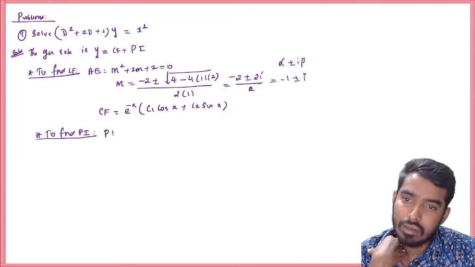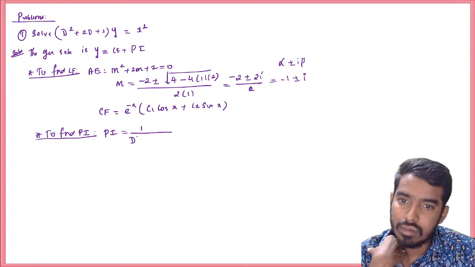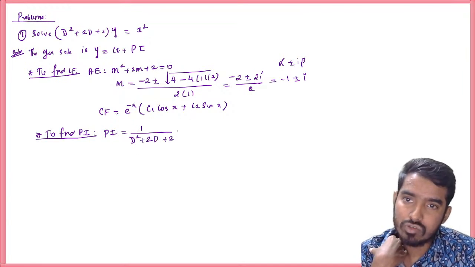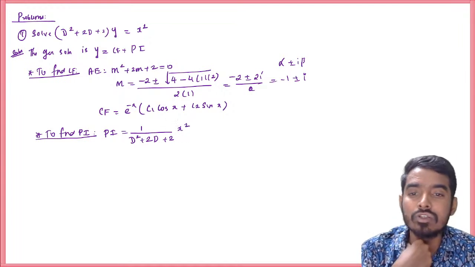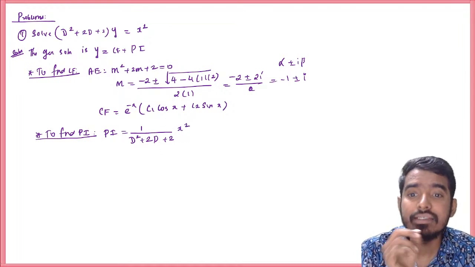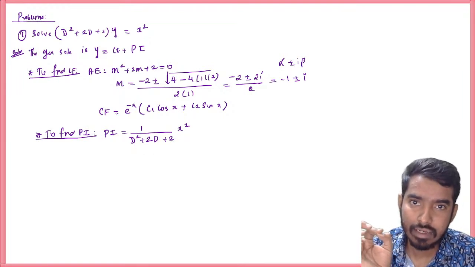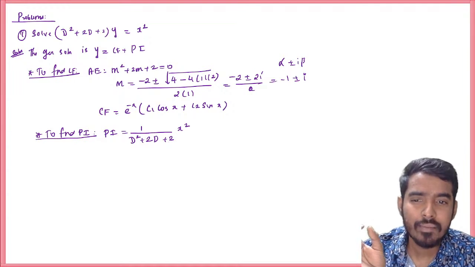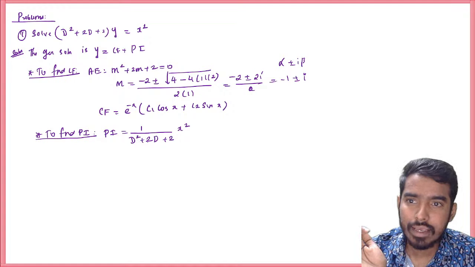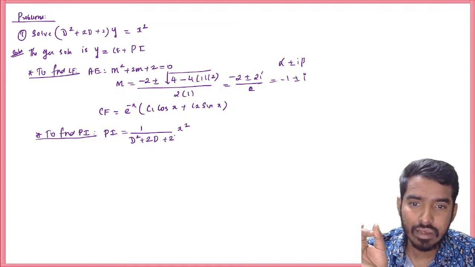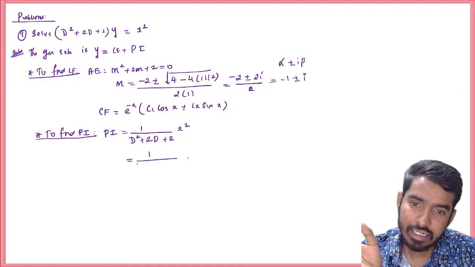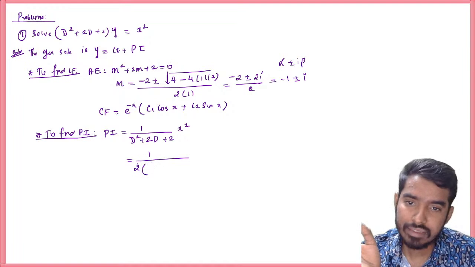Now to find PI, PI is 1 divided by D square plus 2D plus 2 of x square. So here, what is the least degree? We have a degree 2 term, a degree 1 term, and a constant term. You see this as a polynomial now. What is the least degree here? Degree 0, that is the constant term 2. So take the constant term outside. That means this will be 1 plus D square plus 2D by 2. Is it clear up to now?